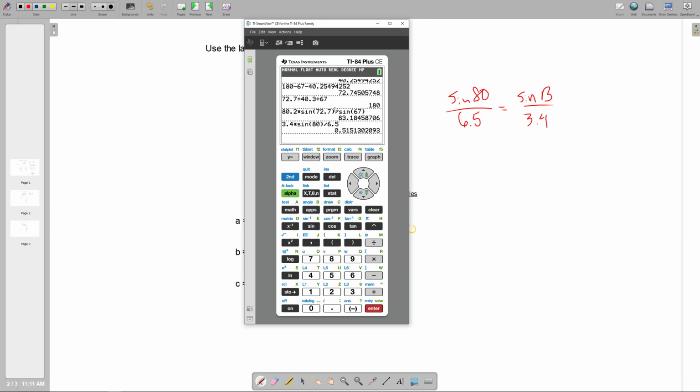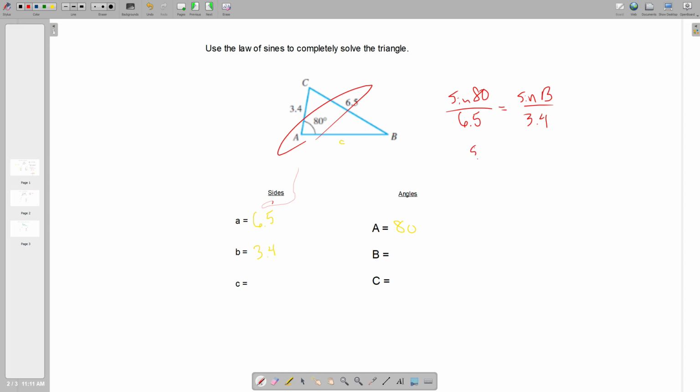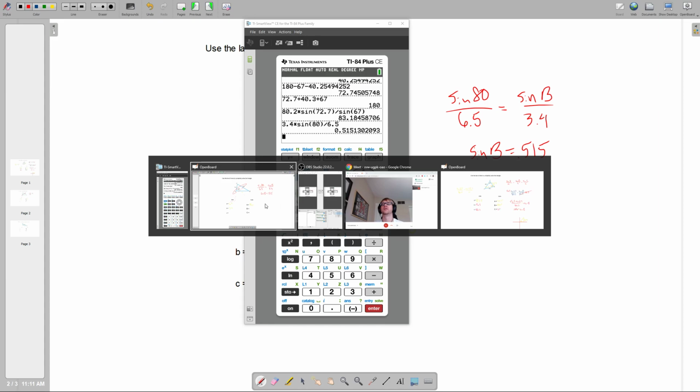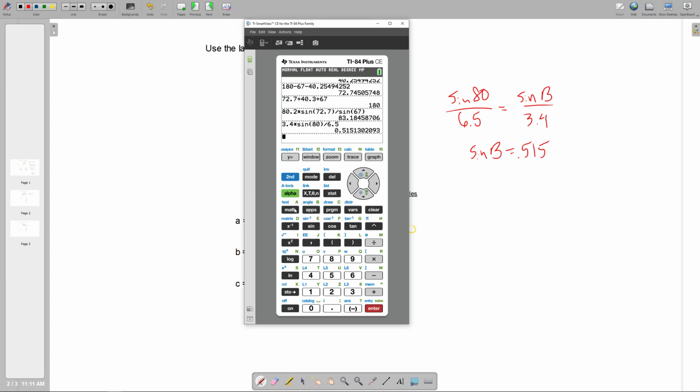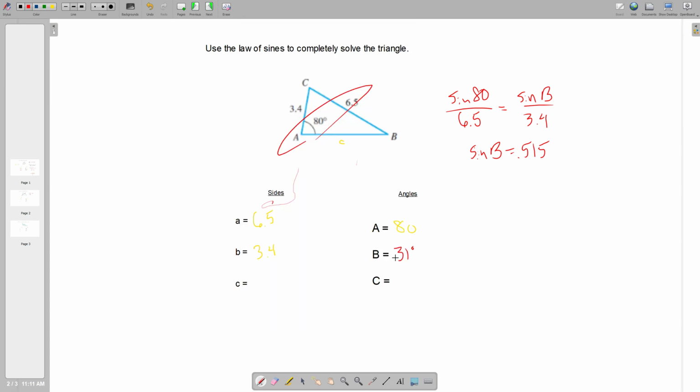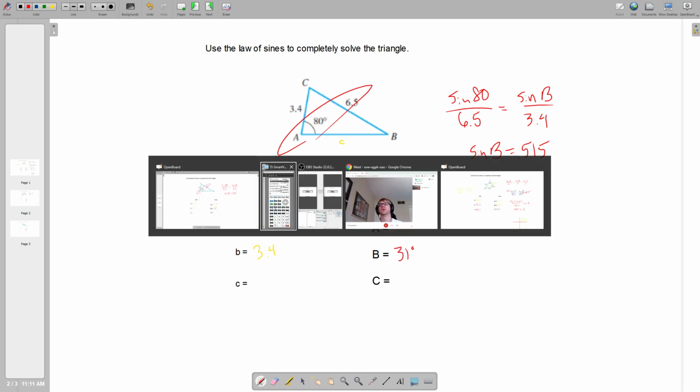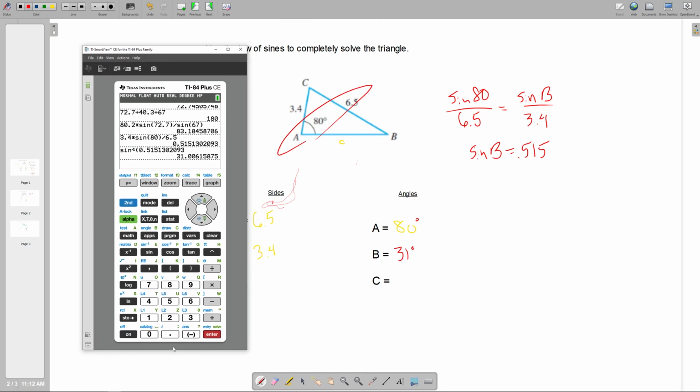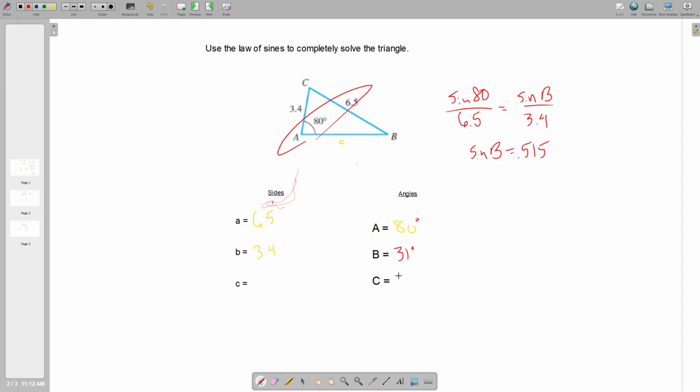And you get 0.515. That is the sine of B. So again, the sine of B is 0.515. So what I need to do to find the actual angle then, like when is sine 0.515, you use inverse trig. So the inverse sine of this, and you get 31 degrees. So B is 31 degrees. Now again, you don't have to use the law of sines to find the missing one. Once you have two angles, you really have three. So let's make sure we type that in. 180 minus 80, so 100 minus 31 is 69 degrees. C, 69 degrees. So now I have all the angles.